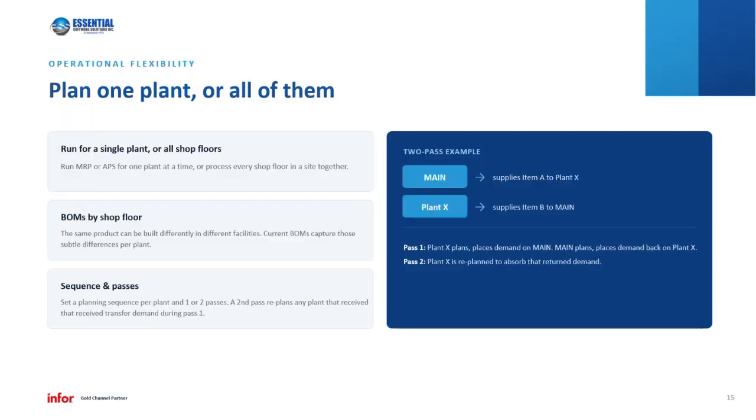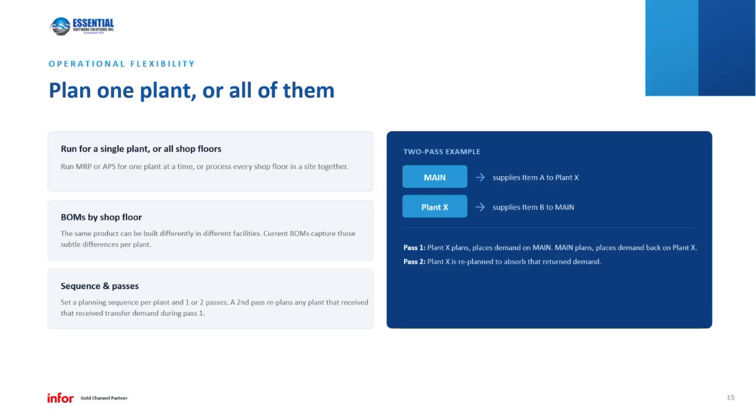So in terms of operations, this new functionality gives you flexibility. You can run MRP or eventually APS planning for a single plant or all shop floors of a site at once. The same product can be manufactured differently in different facilities. So if you've got more than one plant where you've got a different manufacturing process, we can have separate bills of materials and routings, as I mentioned, set up at each facility, each manufacturing plant in the system. So you can build out your current BOMs by shop floor to capture any subtle differences in the manufacturing process.